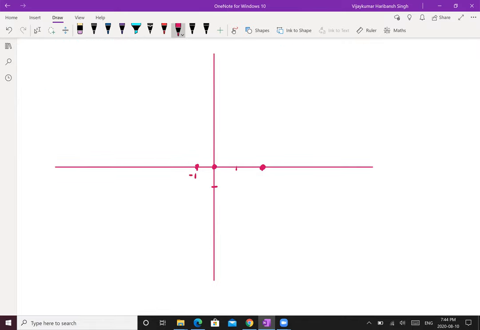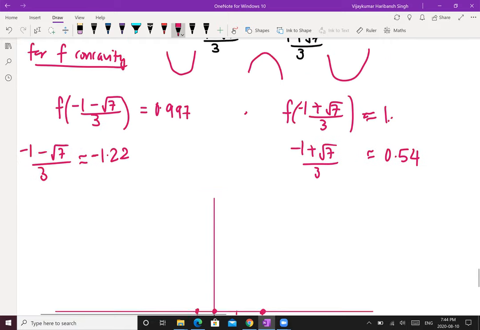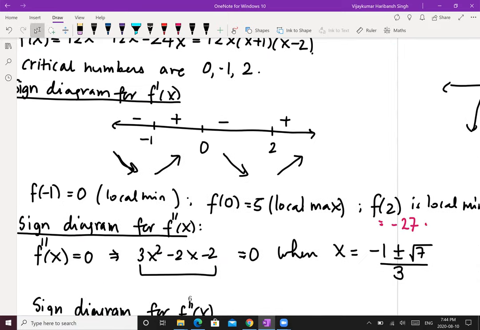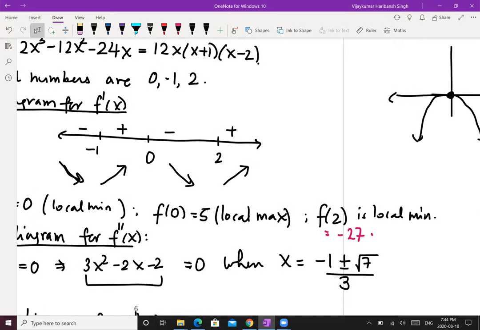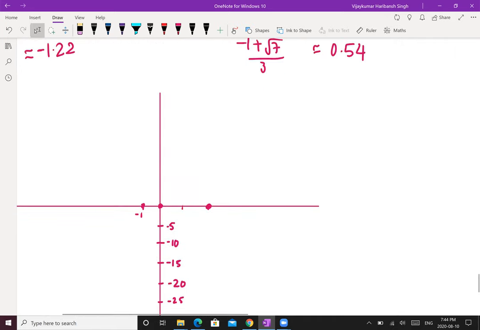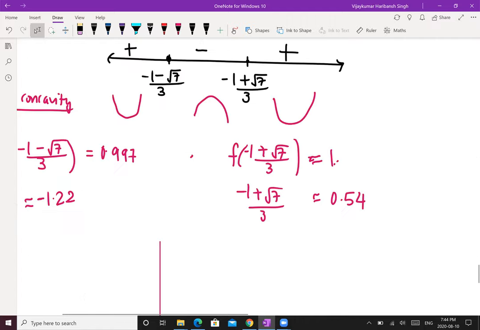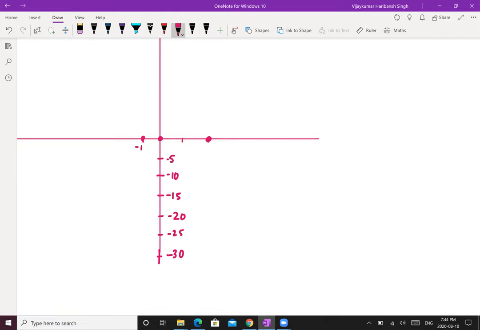So we'll go 5, 10, minus 5, minus 10, minus 15, minus 20, minus 25, minus 30. The reason for that is that the local minimum f of 2 is minus 27. So f of 2 is minus 27, and that point is going to be somewhere here.